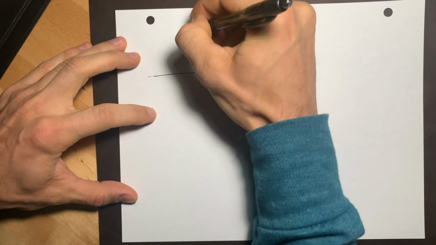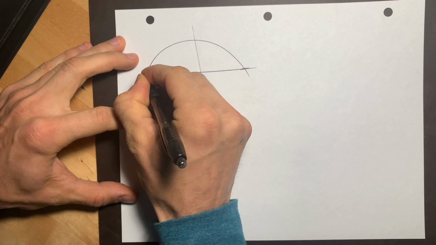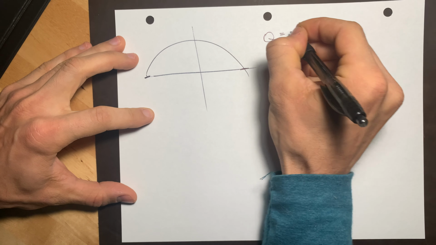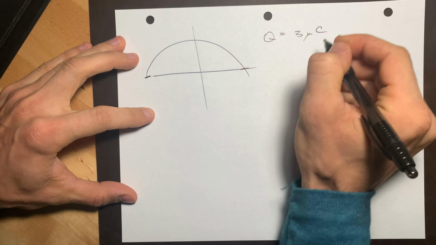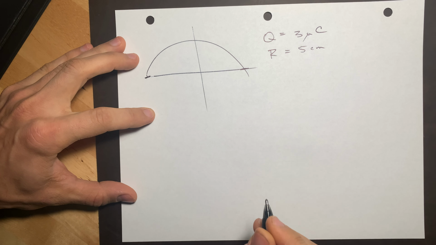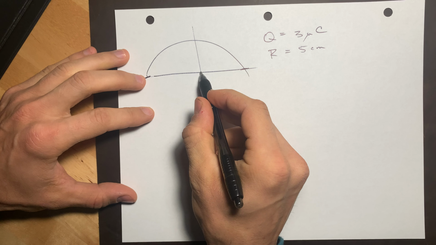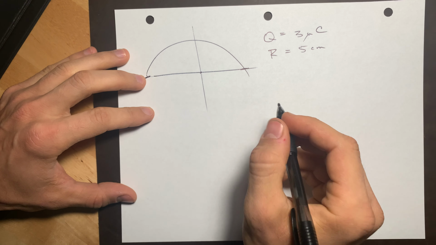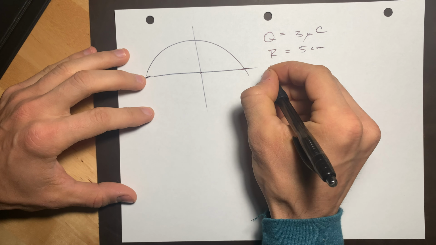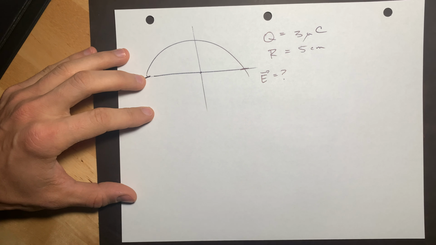You have a half circle of charge running from here to here. The total charge is 3 microcoulombs. The radius is 5 centimeters. It wants to know something about an electron passing through the center of the ring. What's the acceleration of the electron? But you want to know what's the electric field at the middle here.